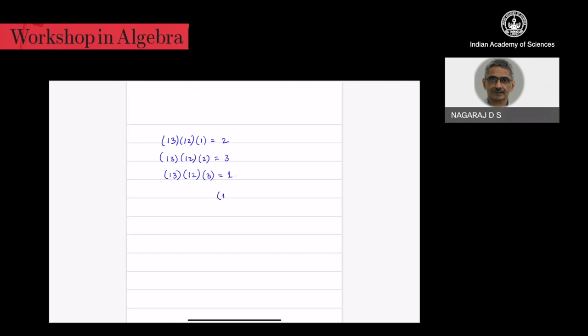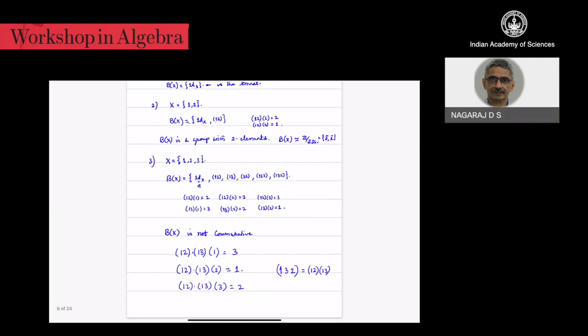So that means the product (1 2)(1 3) is not equal to (1 3)(1 2). In the composition of the bijections, these two are different compositions. So that means this is not satisfying the commutativity law of the group. Okay, so this is not a commutative group. So already you will notice that once you start with bijections, the group is not going to be commutative if it contains at least three elements.